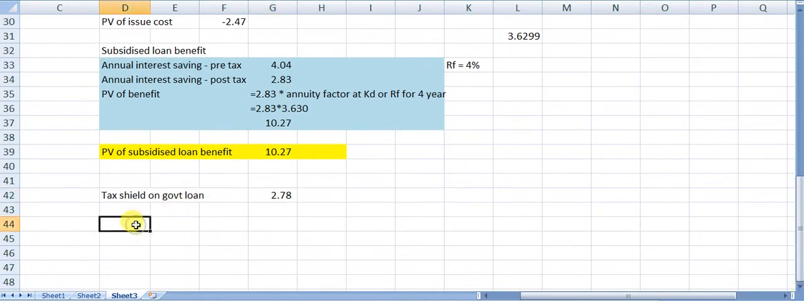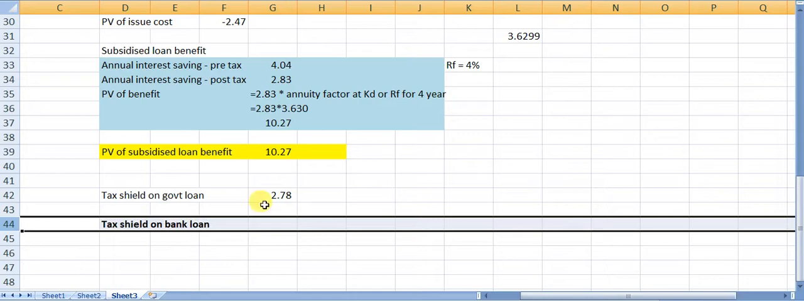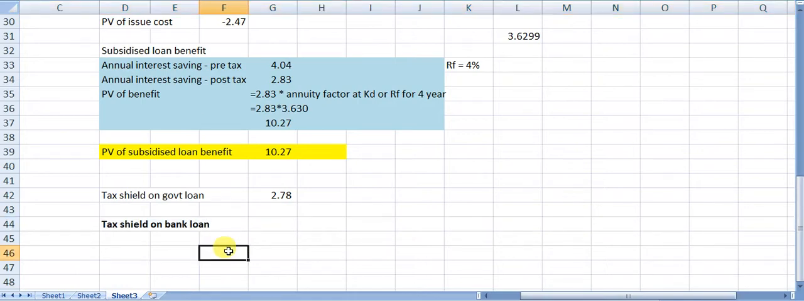Tax shield on bank loan. In this question, this is a complicated thing. Tax shield on bank loan is a problem. Do you know why? Bank loan doesn't remain constant for all 4 years. Question says you are paying the bank loan in equal installments. So what you have as loan in the first year, what you have as loan in the second year are different. Understand? What you have as loan in the third year is again different. So the interest is going to be different, right?